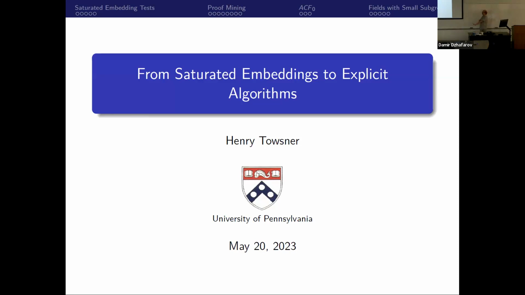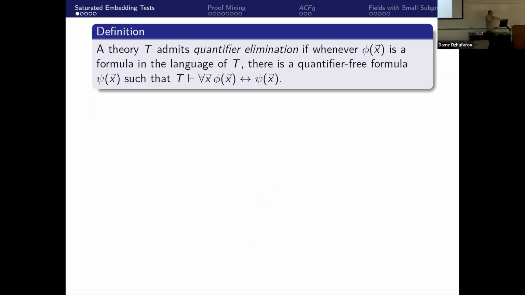So this looks like it's not about computability or combinatorics, but it is. History is really about how to take some things that don't look like that and make them into something that looks more computable. All right, so a little bit of model theory.